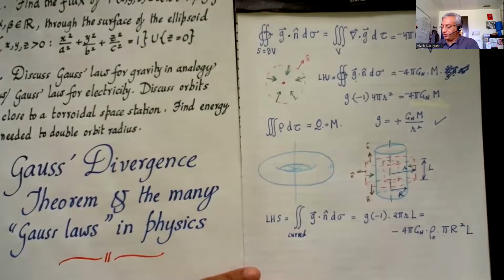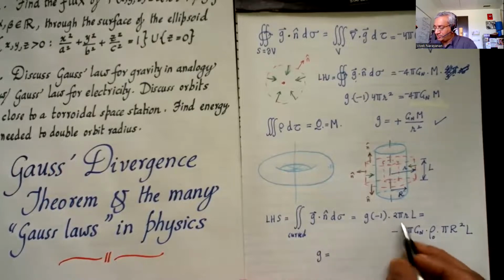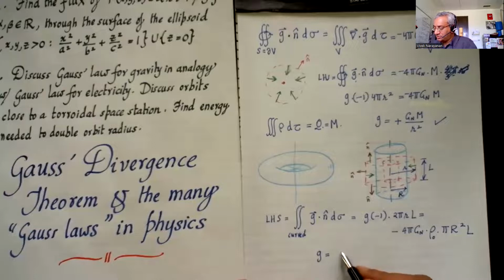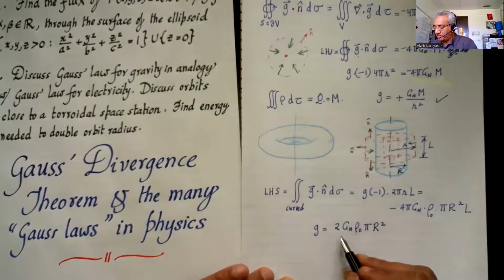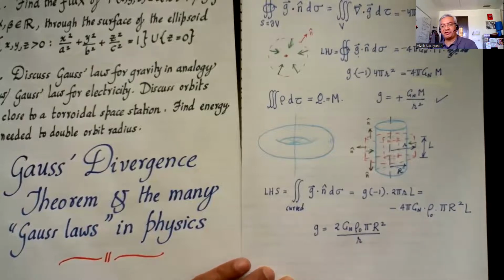Well, L's cancel out on both sides. And so we have our answer. G, the magnitude, is going to be 4 pi, and 2 pi give me 2, G sub n, rho naught, pi, capital R squared, the L's cancel out, remember, over r. So that's my gravitational field.